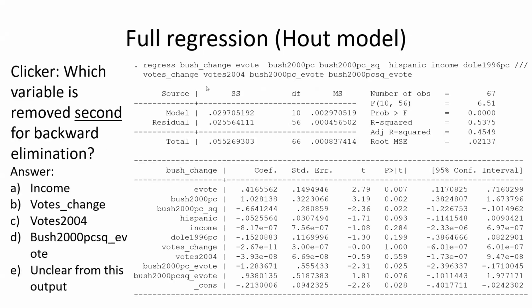Here is a clicker question for you. We have the full Hout model here with the square term and the two interactions and the significant e-vote. And so the question for you is, which variable is removed second for backward elimination here? Okay, so I'll let you answer that question, and I'm moving on.